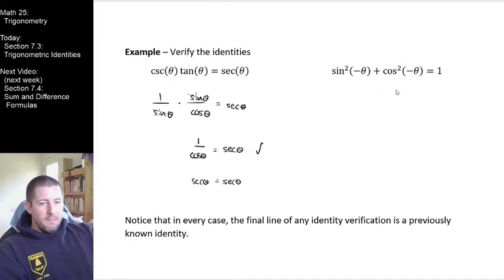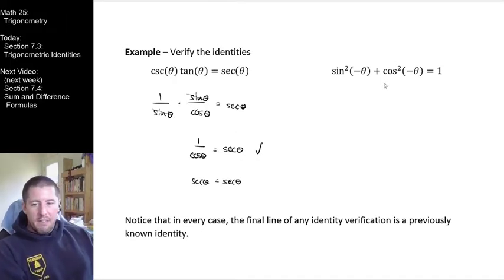Let's go ahead and look at the next one here. Sine squared of negative theta plus cosine squared of negative theta equals 1. In this case right here, I'm slightly bothered by the fact that there's some negatives inside of this thing right here. So I want to use my symmetry identities to help me rewrite these guys.